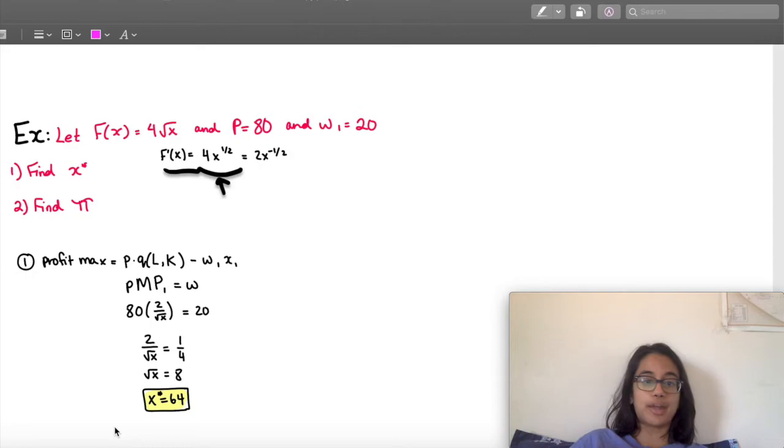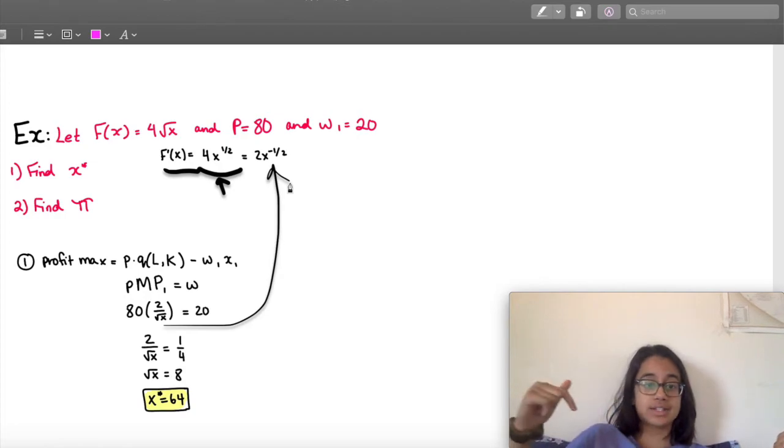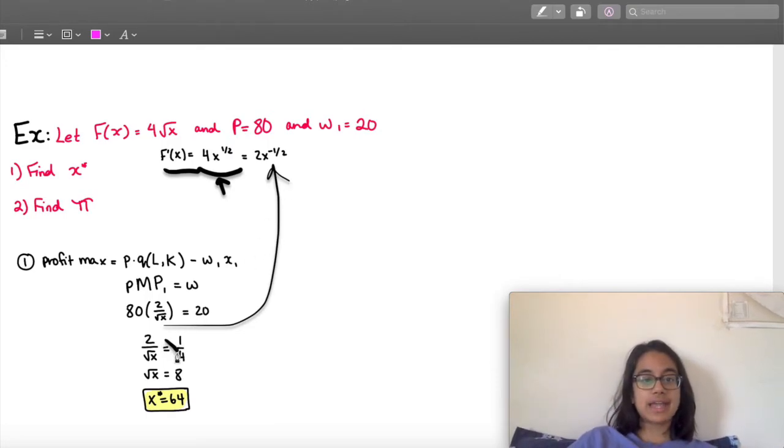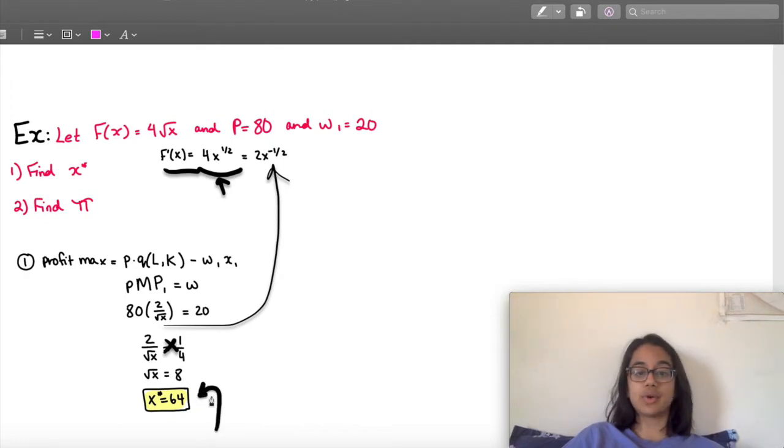I know that the price is 80, and I know that our marginal product is 2 over square root of x, because that's given here. And I know that my wage of good one is 20, and I just do the math. It's just 2 over square root of x is equal to 1 over 4, and then you do cross multiplication, 2 times 4. 2 times 4 is 8, which is equal to square root of x. What square will give you 8? Square root of 64 will give you 8. So I know my optimal x is 64.